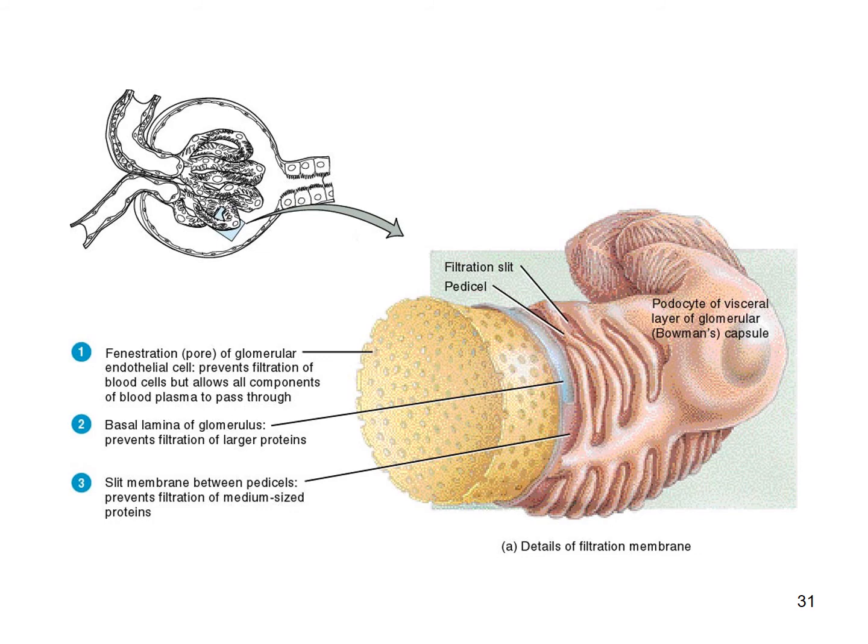This is going to prevent filtration of blood cells. In other words, blood cells won't be able to get out, but it will allow all other components of the blood plasma to pass through. The next layer in gray here is the basal lamina of the glomerulus. This is a protein layer that surrounds the glomerular capillaries, and this is going to prevent filtration of larger proteins. Finally, we have the slit membrane between the pedicels, and this is going to prevent filtration of medium-sized proteins.